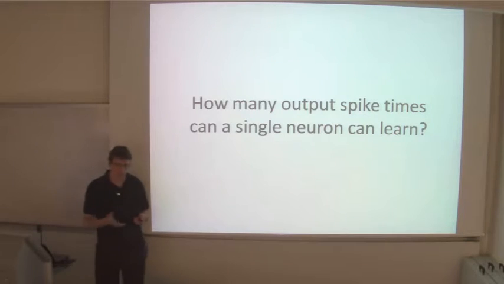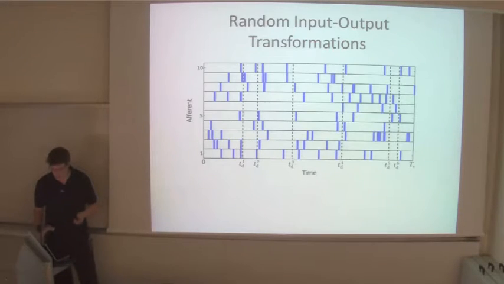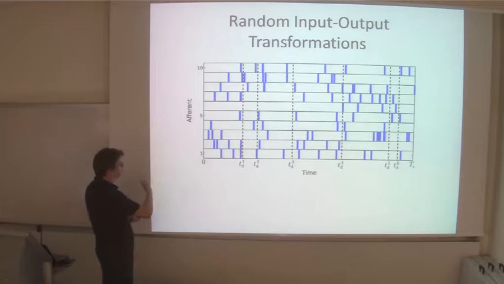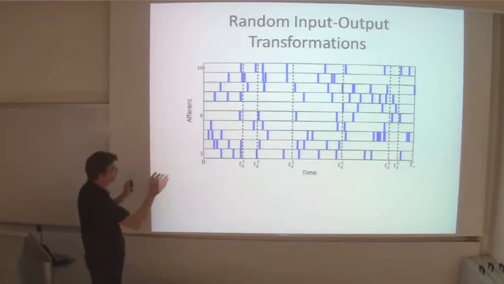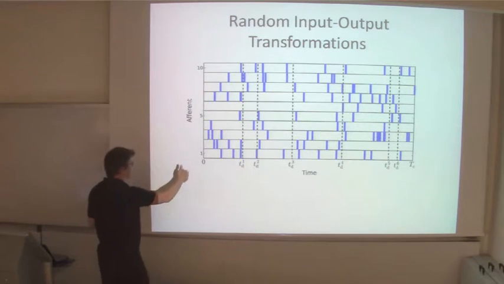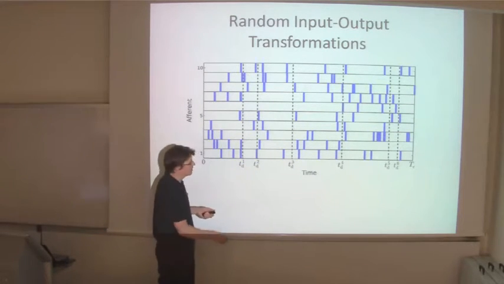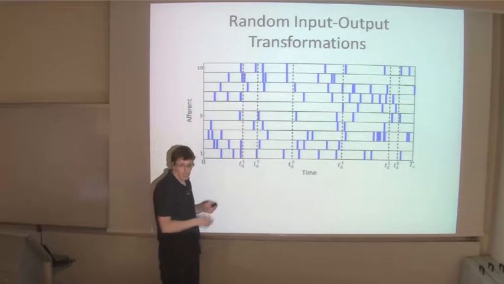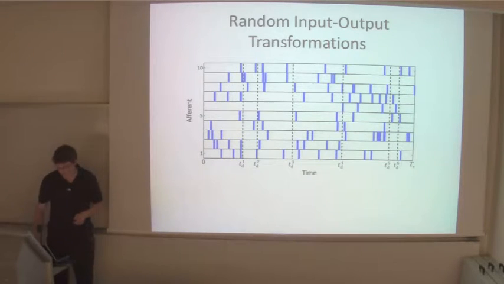This depends a lot on the task, whether the task is difficult or easy, or what the statistics are. So as a benchmark, we take a very simple task where the input and output transformation is random. We have the input afferents, and we randomly choose their spikes from a Poisson distribution or something like that, but only once. We do it once, and then these times are set. For this input pattern, we randomly choose some desired times, and we ask ourselves what is the number of output spikes that the neuron can implement. So this is the capacity of a leaky integrate-and-fire neuron.